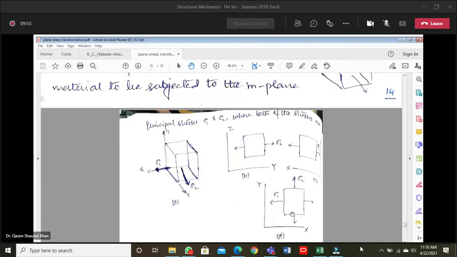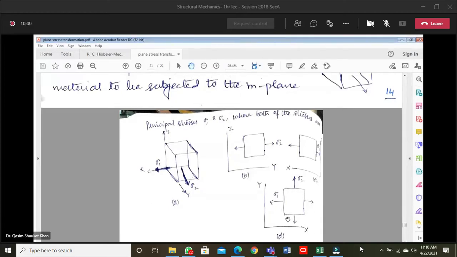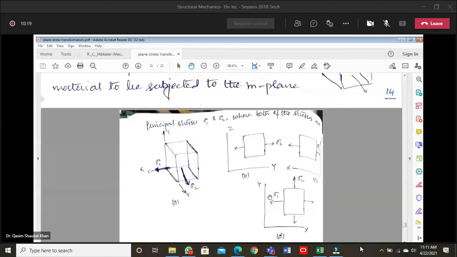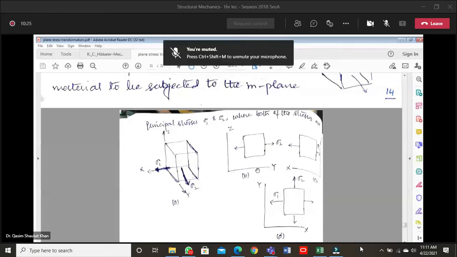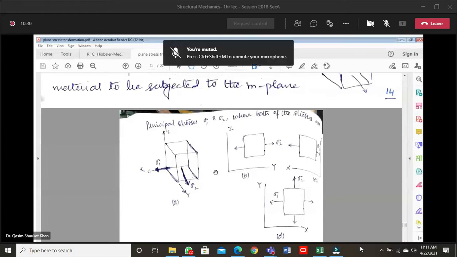Just one more thing to note: we have viewed the element in the yz, xz, and xy planes, so now we have these three scenarios. If we view the element in two dimensions, then we can use Mohr's circle to determine the maximum in-plane shear stress, and also the absolute maximum shear stress.